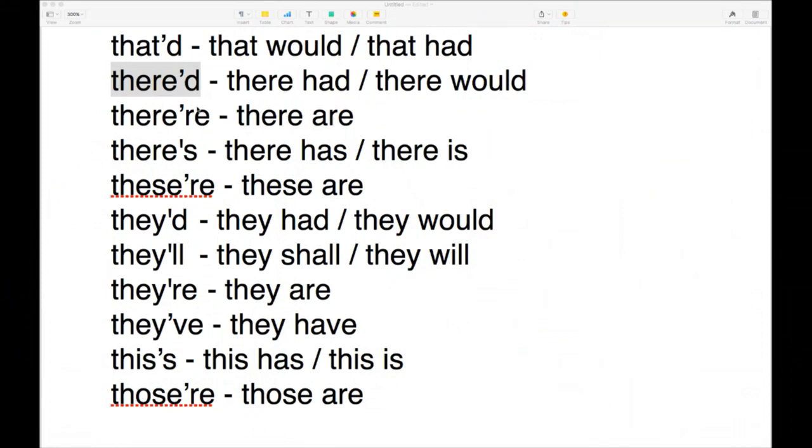Okay, so the next one, another TH, is there'd. It's short for there had or there would. There'd. So for example, if I was going to invite you to a fun fair where there's rides and games and fun and candy floss, I could say, if you come along, there'd be lots of things for you to do. If you come along to the fun fair, there'd be lots of things to do. There'd be lots.